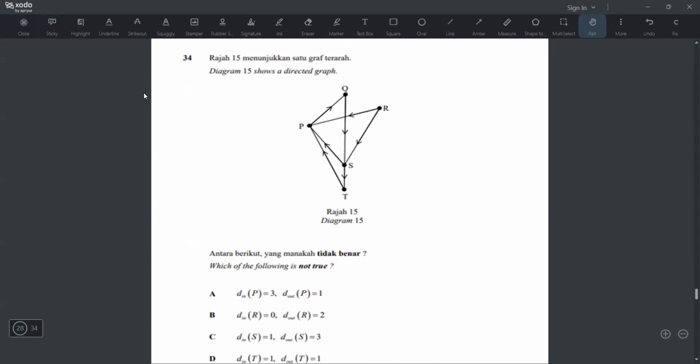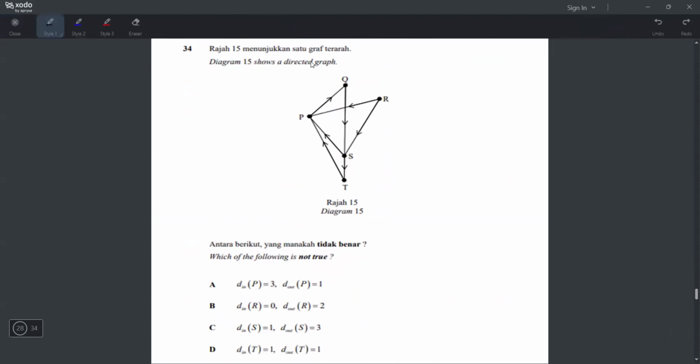Okay, let's continue with number 34. This one is also networks in graph theory. So they say diagram 15 shows a directed graph. Directed means a graph with direction. It means one way. All the roads are one way. Okay, directed. Which of the following is not true?